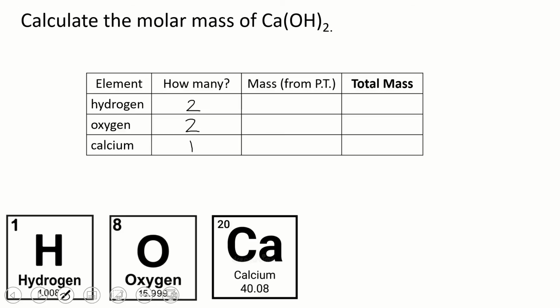The mass of hydrogen from the periodic table is 1.008 grams. The mass of oxygen is written usually as 15.999, or sometimes just rounded to 16.00 grams. Calcium has a mass of 40.08 grams.